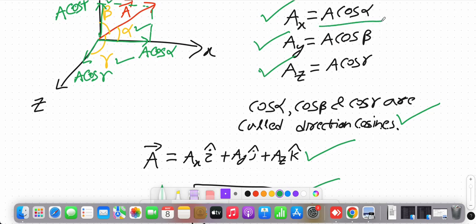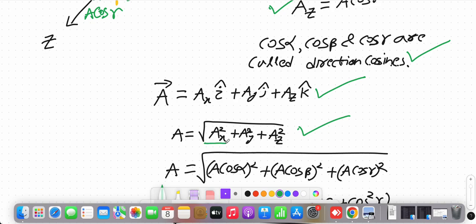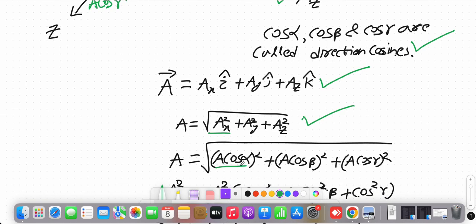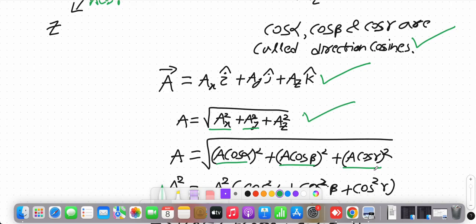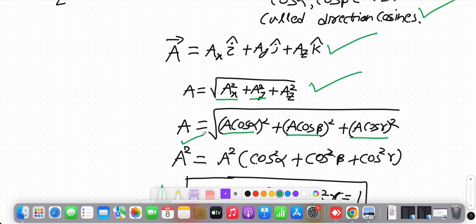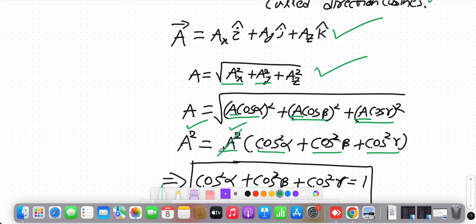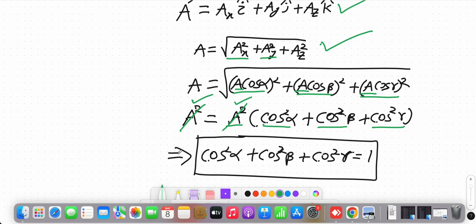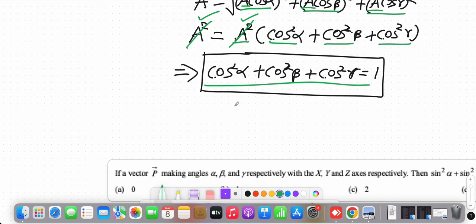But as I know Ax is A cos alpha, let me substitute A cos alpha in place of Ax, A cos beta in place of Ay, A cos gamma in place of Az. Now let me take the whole square on this side and the whole square on this side, so the root gets cancelled. A square let me take common from all these three terms. So cos square alpha plus cos square beta plus cos square gamma. Now this A square cancels. So I will get cos square alpha plus cos square beta plus cos square gamma is 1. You will study this in chemistry in solid state later in 12th class.